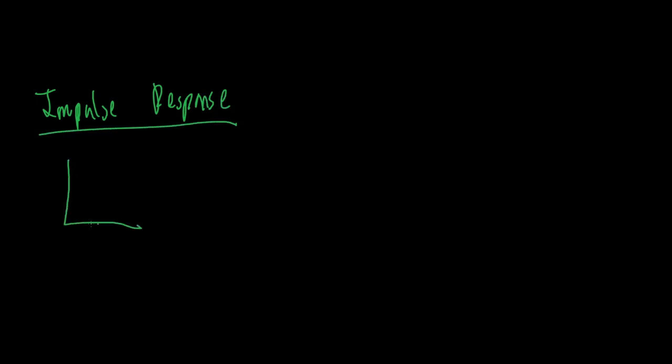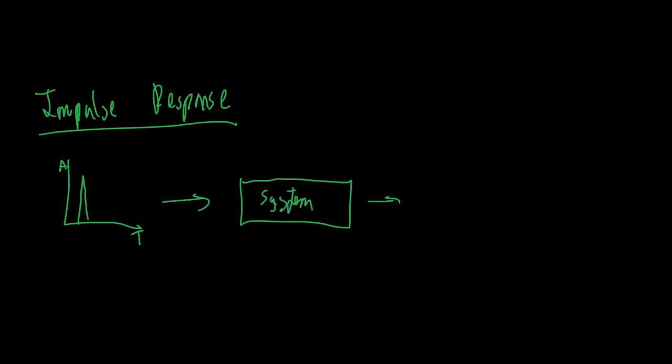Let's first define what an impulse response is. An impulse response is when you send a spike, a signal, so that's amplitude in time, into your system, and then you measure what wave or graph comes out. It could look like anything depending on what's inside your system, but in simple terms, you send a spike into your system and then you measure the output of the system.